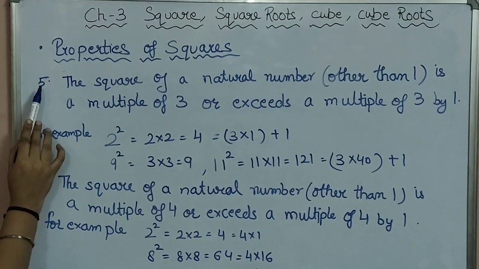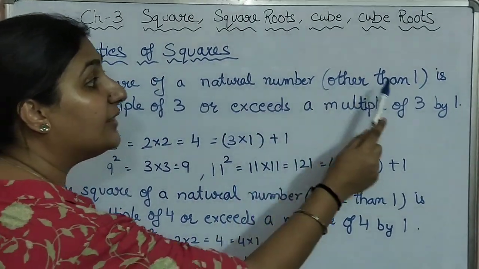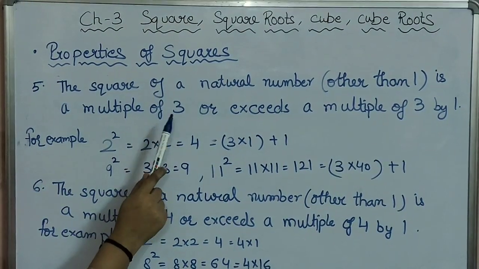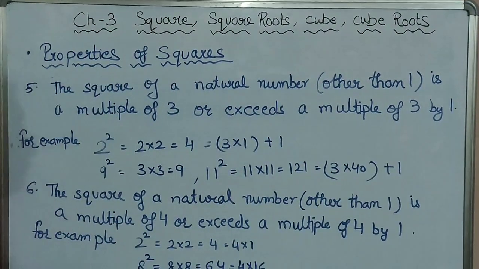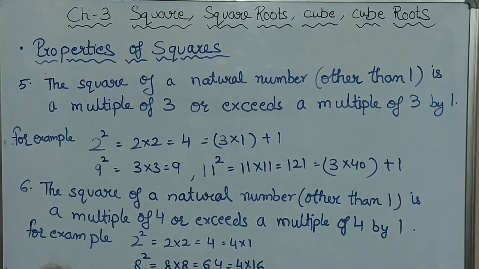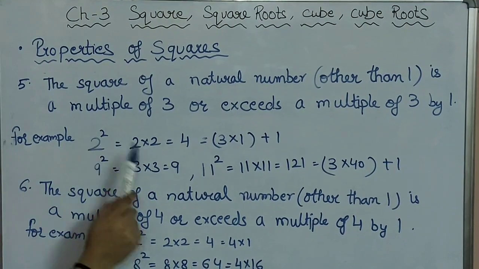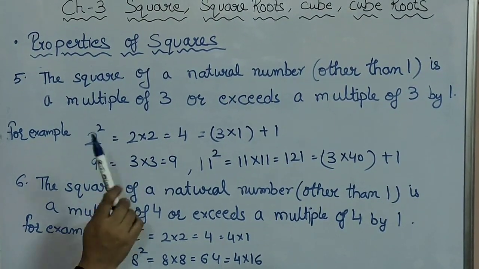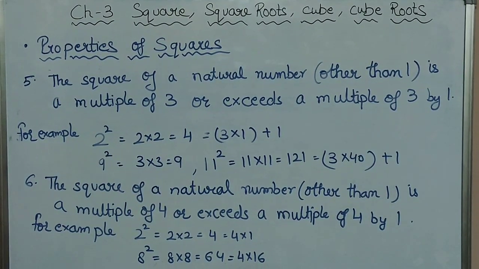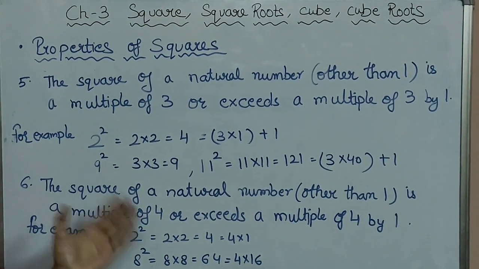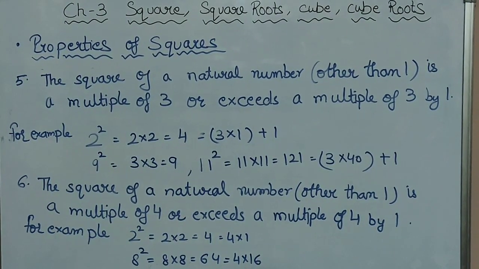Okay, the fifth property says the square of a natural number other than 1 is a multiple of 3 or exceeds a multiple of 3 by 1. What does that mean? The square of any number other than 1. We'll take an example of 2. What is the square of 2? 2 into 2, that is 4. That means the square, our answer 4, is either a multiple of 3 or exceeds a multiple of 3 by 1.